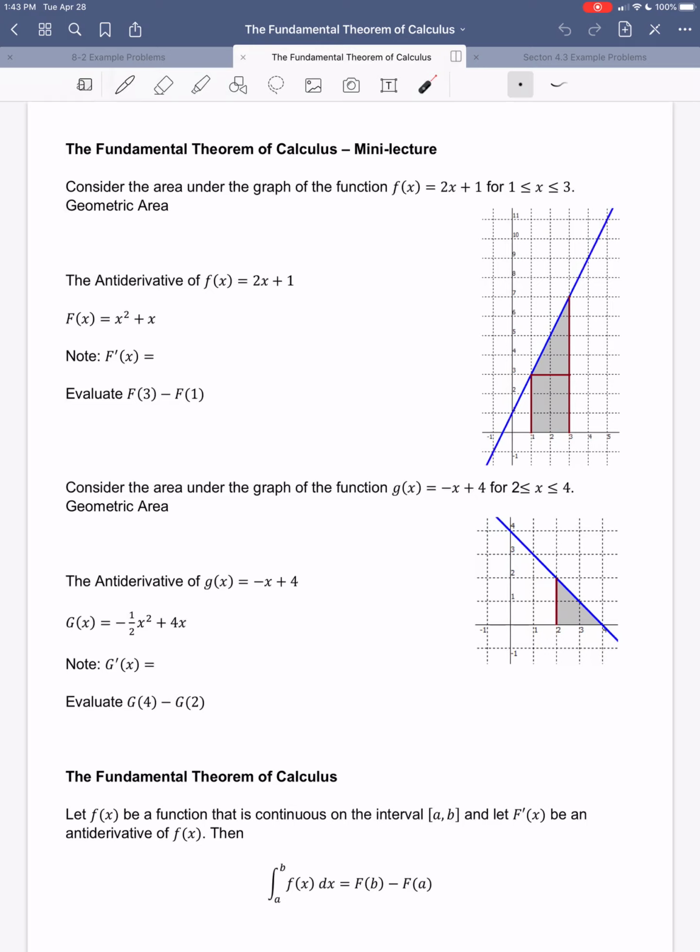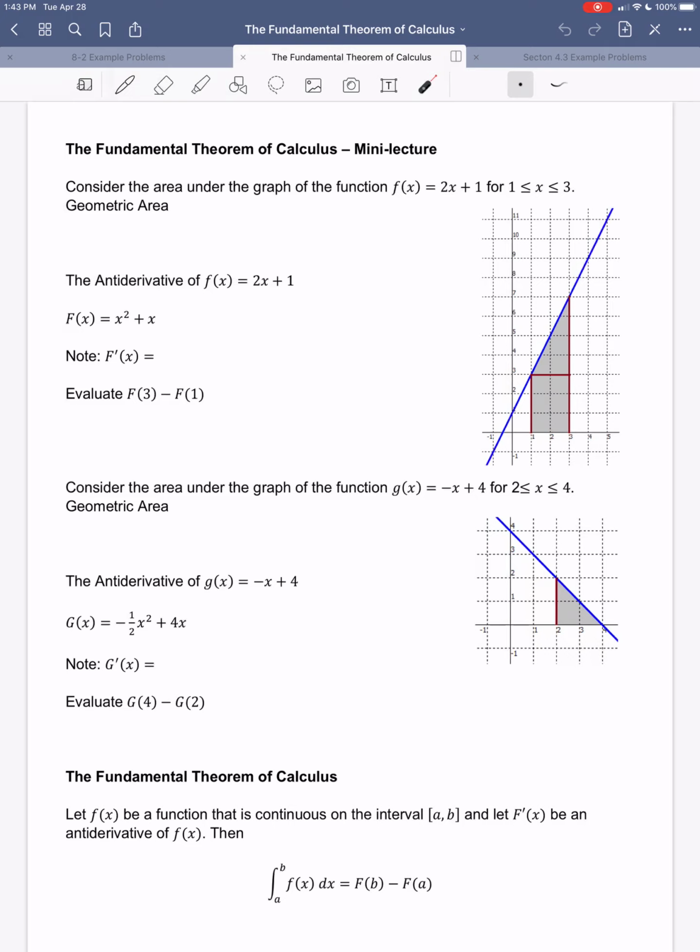fundamental theorem of calculus proof. You can find a variety of videos that go through that actual proof. I'm going to approach this more from an informal point of view in this mini lecture. So to start with, we're going to think about a couple areas here.